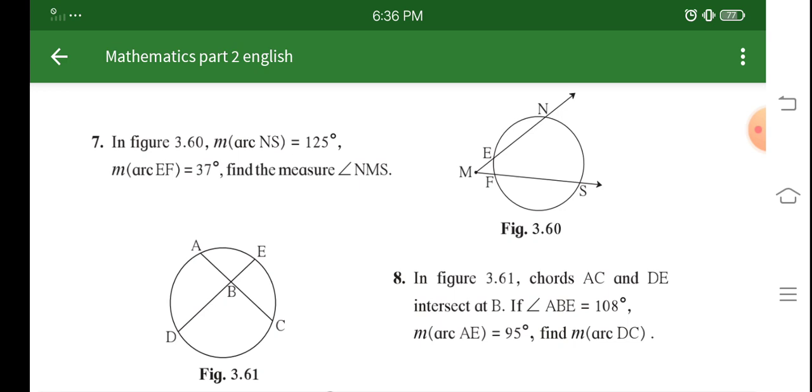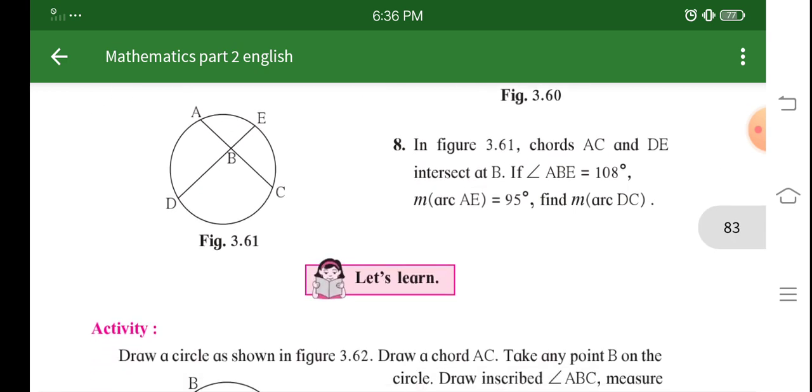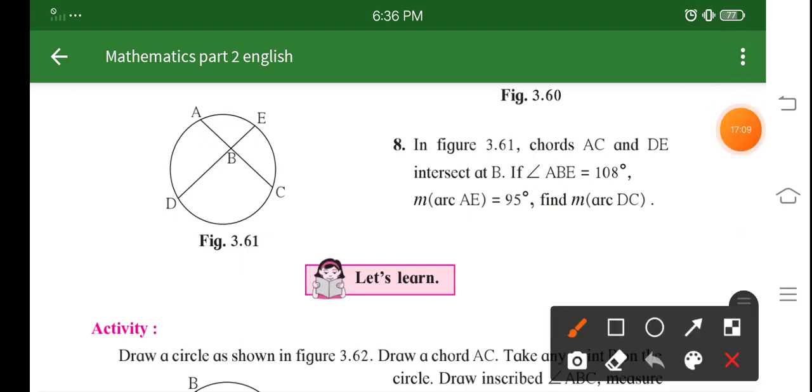Okay. So now in the next question number 8. See again the same thing I told you. In figure 3.61, chord AC. Can you see this chord AC? This AC and this DE, they are intersecting at point B, but they are intersecting it internally inside the circle. So we'll have to apply the same theorem, but instead of difference, we have to use sum of the arc.